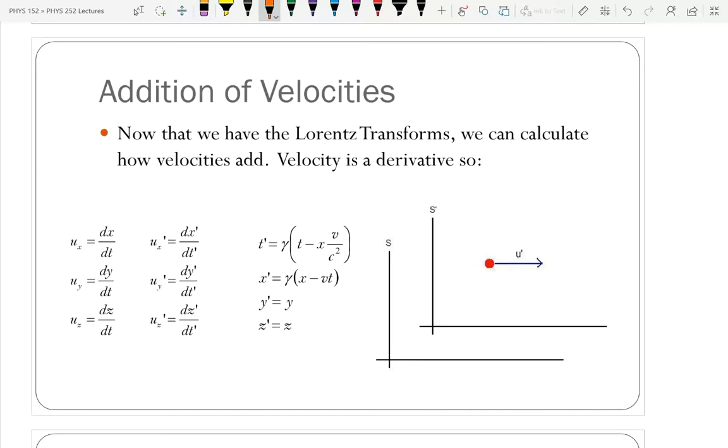So with those definitions, ux is dx/dt, uy is dy/dt, uz is dz/dt. That is so basic. And if I go into the prime frame, of course, ux prime is the derivative of x prime with respect to t prime, and so on. Then I have these Lorentz transformations. I want to go from this to being able to find the speed of my particle in one reference frame from another.